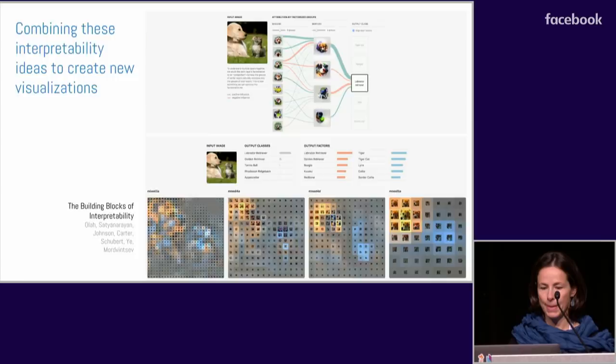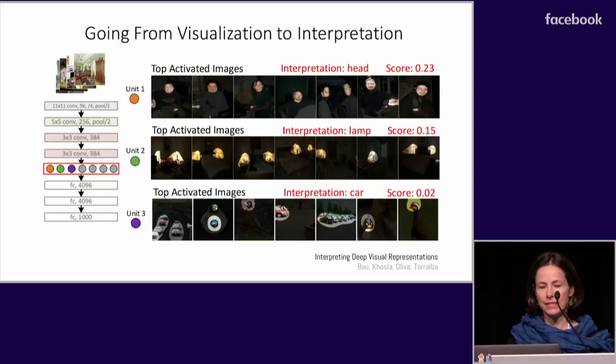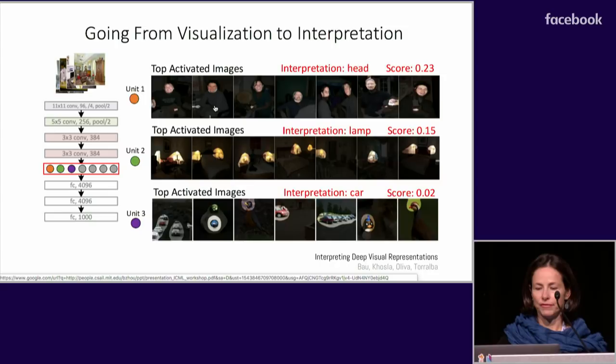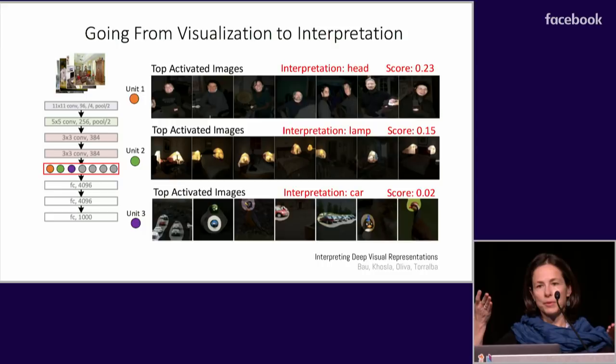Here's another work from MIT where they are going from visualizations to interpretation. They take a complex scene that has been human labeled, where there's more than one concept per image. Then you look at the top activated images for some unit, okay? This top row happens to be faces. Then you look at what is the concept that it most closely matches, and in this case, it's head. So it starts to bridge that gap between visual activations and actual concepts that we can interpret and then understand.